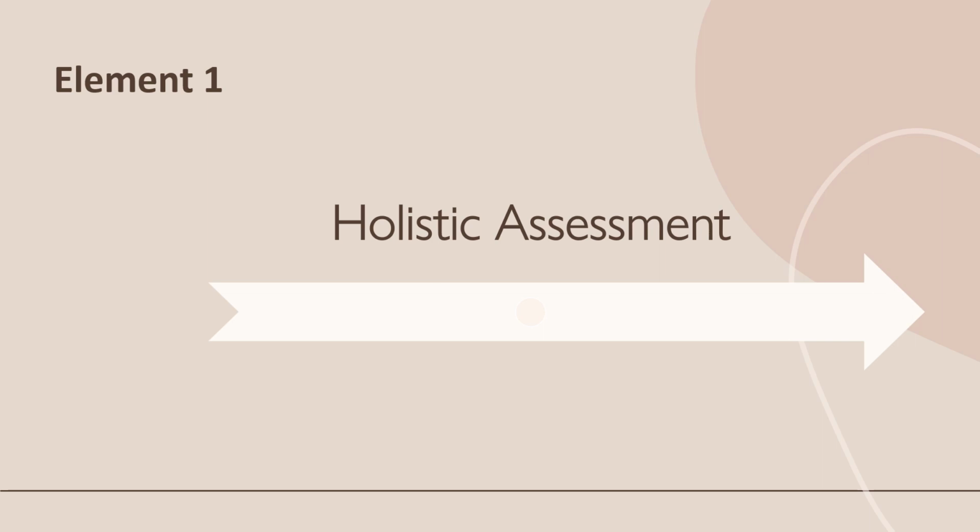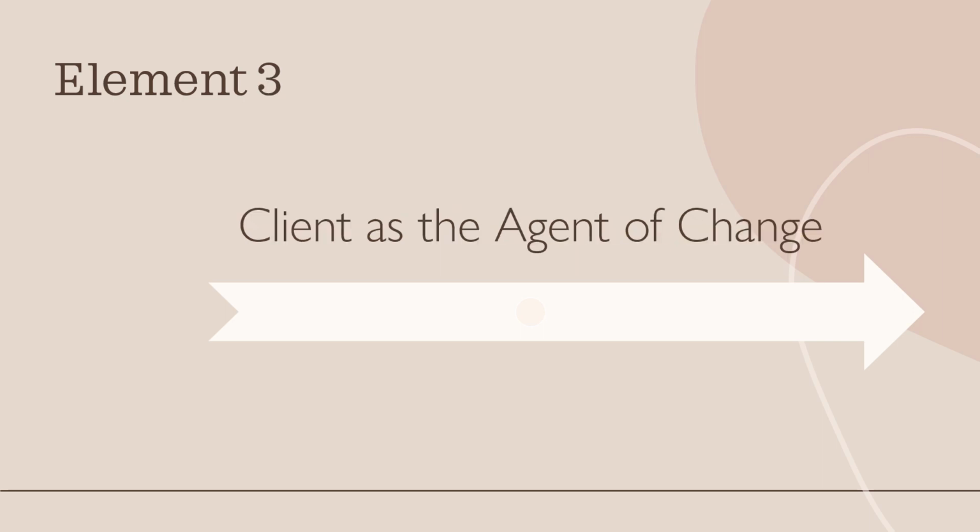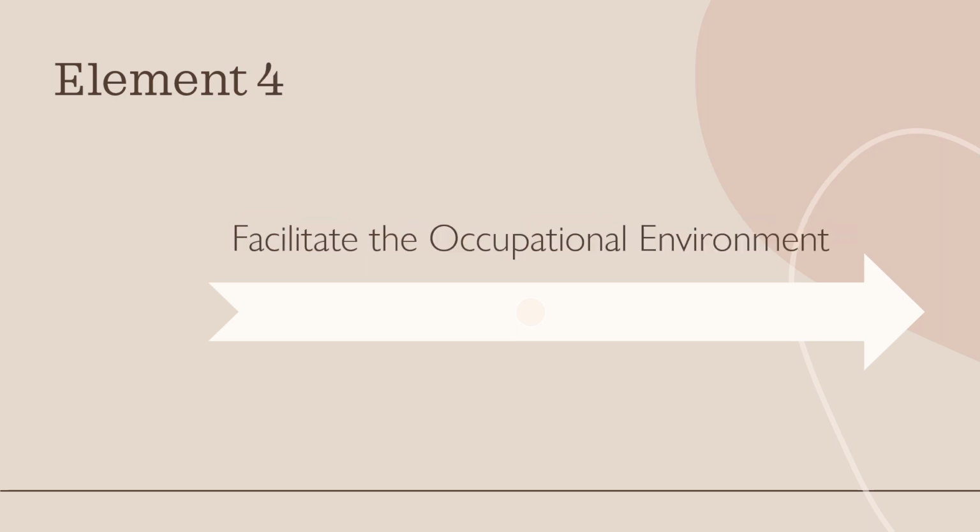So element 1, it's a holistic assessment. We're going back over these things. Element 2 is focusing on the occupational roles, what their roles are. 3, we are helping that client learn to be their agent of change. We're teaching them how to strategize. We will also facilitate the occupational environment. We can teach them to be an advocate for themselves and others.